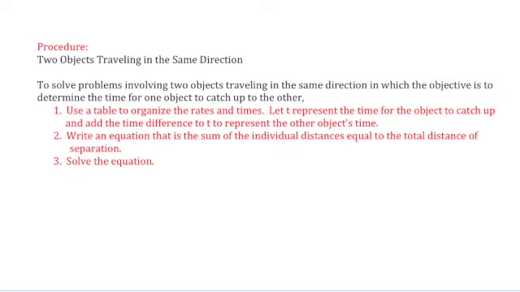2. Write an equation that sets the distance of one object equal to the distance of the other one, okay? 3. Solve the equation. Hope this helped summarize this type of problem. One of them we have done is opposite. You add them together and it equals the total. This one is going the same direction. You have to make sure you set them equal to each other.